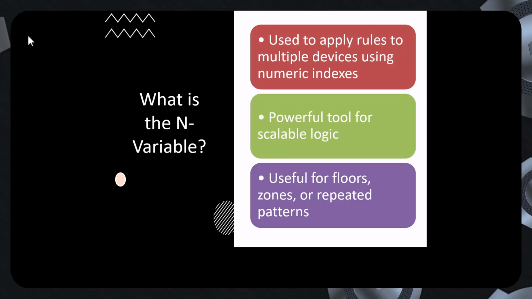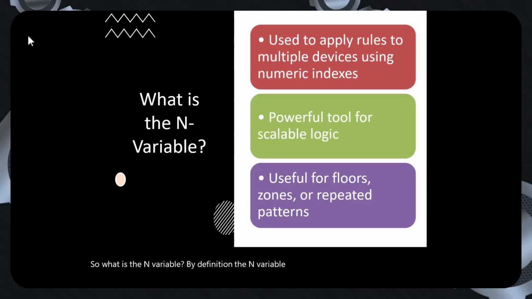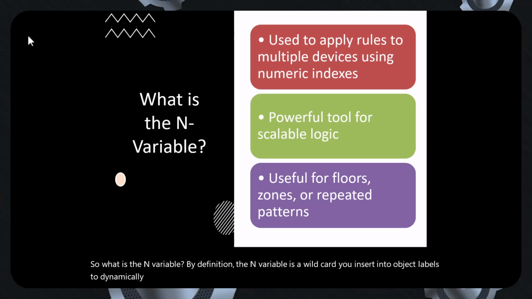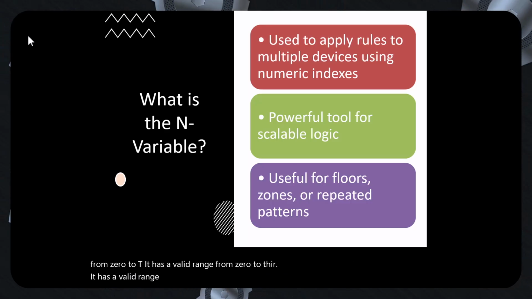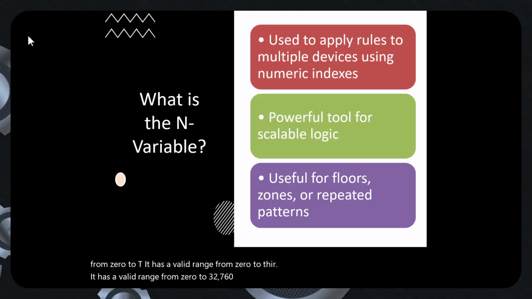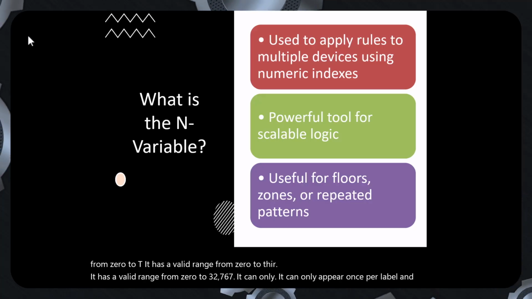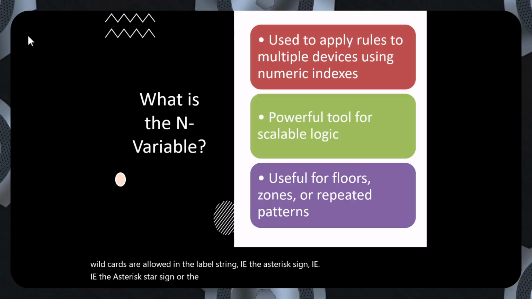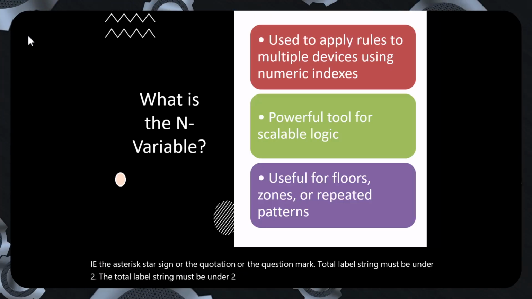So what is the N variable? By definition, the N variable is a wildcard you insert into object labels to dynamically reference multiple devices using a single rule. It has a valid range from 0 to 32,767. It can only appear once per label, and no wildcards are allowed in a label string, i.e. the asterisk star sign or the question mark. The total label string must be under 255 characters.